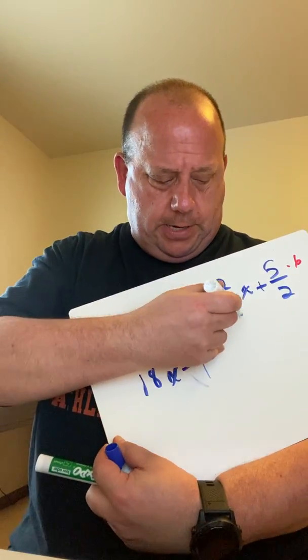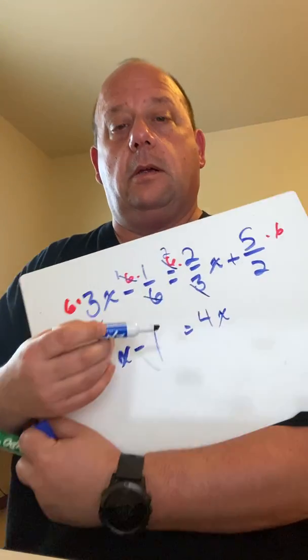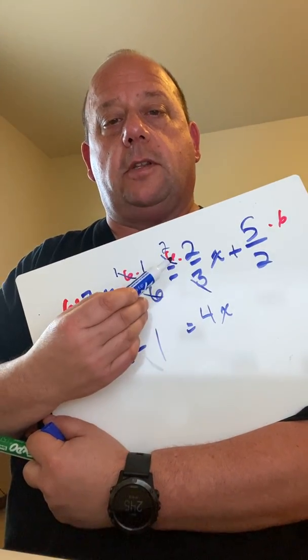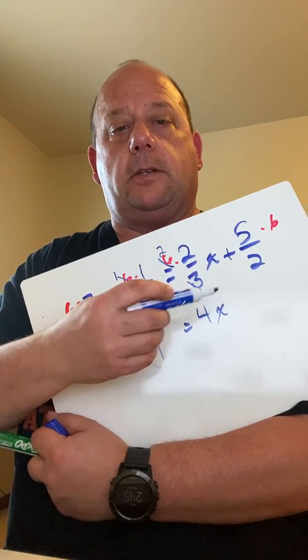And the 3. How many times does 3 go into 6? That goes in 2 times. Okay? Reduces that to 2. And 2 times 2x is just a plain old 4x. The 3 goes into the 6 2 times. 2 times 2x is 4x.